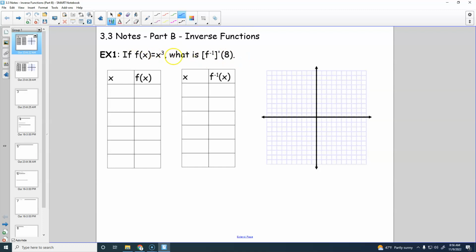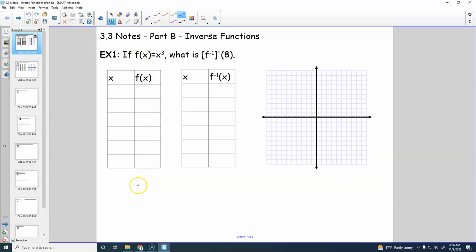So I want us to think about how that works. If we were given this problem, the notation is a little bit weird here. It's f inverse prime of 8. So this is asking us for the derivative of the inverse at 8. I'm going to walk us through the most simple way first, and then we're going to look at what we would do if we could not find the inverse. Okay? So we have f of x equals x cubed.